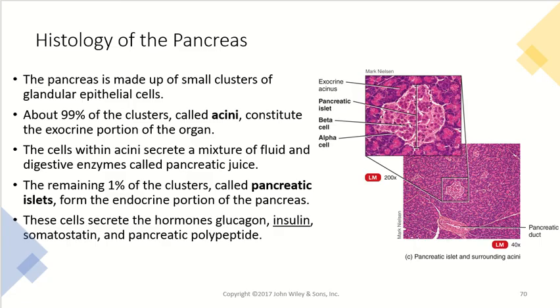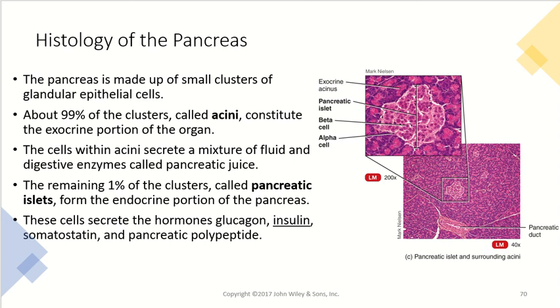Looking at the histology now of the pancreas. This is made up of small clusters of glandular epithelial cells. About 99% of these clusters are called acini. These are going to constitute the exocrine portion of the organ. The cells that lie within those acini are going to secrete a mixture of fluid as well as digestive enzymes called pancreatic juice.